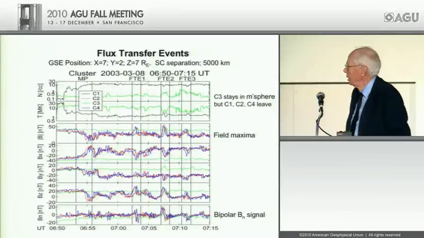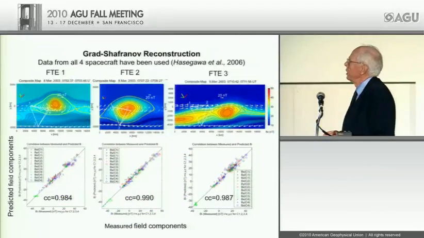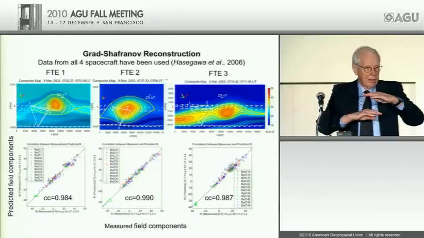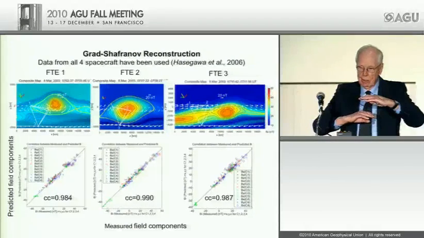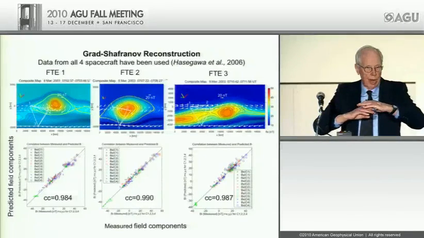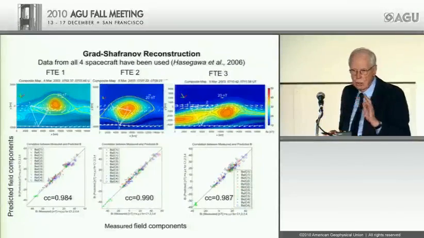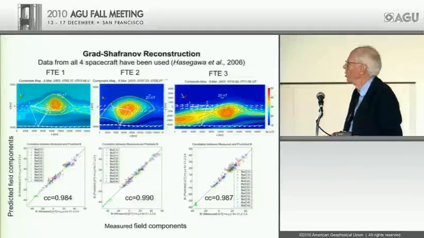So now we will take those 3 and take all the data from the 4 spacecraft and convert it into a map. 3 maps, 1 for each FTE. Now, each of these maps is actually made up of 4 maps, 1 map made from each spacecraft, and then they were weighted appropriately and shifted in X and Y so that they overlap, and then you overlap them and produce a composite map. That's what Hiroshi Hasegawa did. And the composite map, of course, no longer satisfies the Grad-Shafranov equation, but it has the plus that it has quite good predictive capability. Here I have predicted field components versus measured field components, and you can see that we get good correlation coefficients.